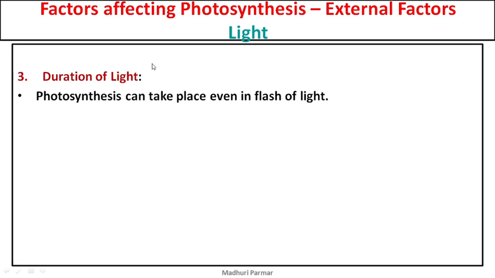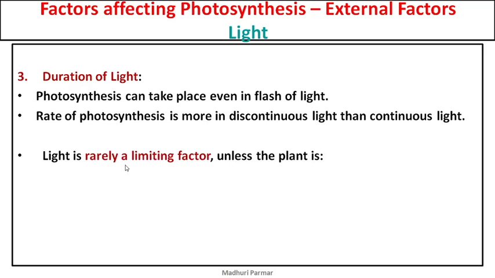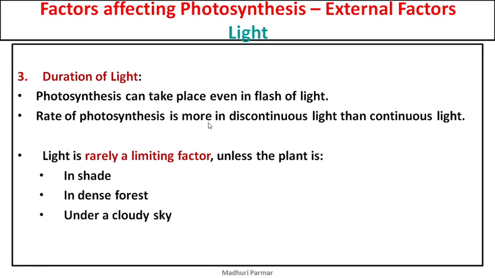Right, duration of light: photosynthesis can take place even in a flash of light, but the rate of photosynthesis is more in discontinuous light than continuous light. The light is rarely a limiting factor. Okay, light is not normally a limiting factor, unless the plant is in shade. If the plant is grown under shade, then it is not getting enough light, so light can become a limiting factor. In case of a dense forest, if it is a rainforest, then the plants which are seen on the floor might not be able to get enough light, in which case it becomes a limiting factor.